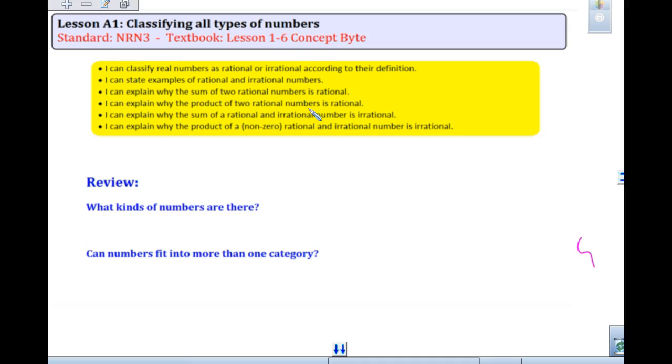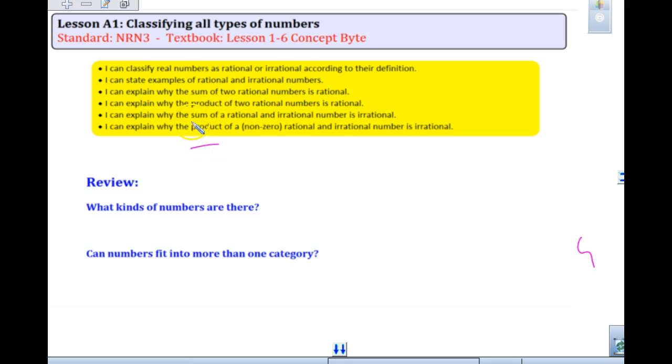Okay. So as we look at this, these are our goals for today: that I can explain the sum of a rational and irrational, how that could be irrational, and I can explain how the product works. So we're really going to be looking at our products and sums.